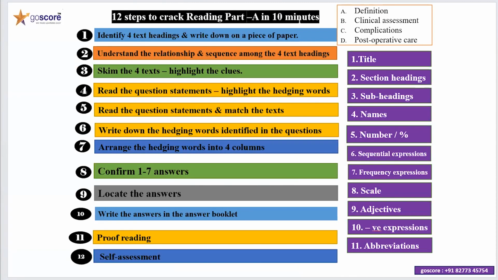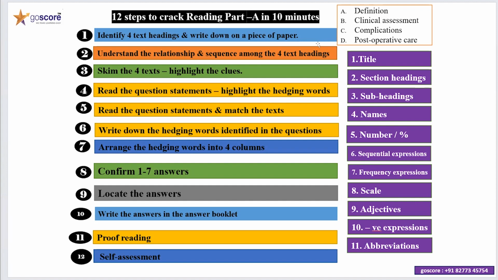Now, 12 steps to crack reading part A in 10 minutes. The first one is to identify the 4 text headings and write them down. If there is a heading, like definition, clinical assessment, complication, or post-operative care, then identify that heading. If there are no headings, read sentence by sentence. You will get an idea what it belongs to, and that is the heading for that particular paragraph. So always identify the 4 text headings and write them down.